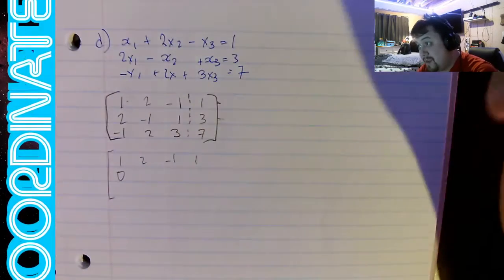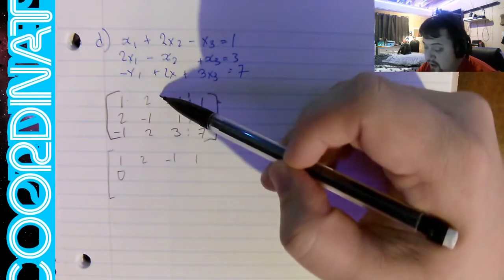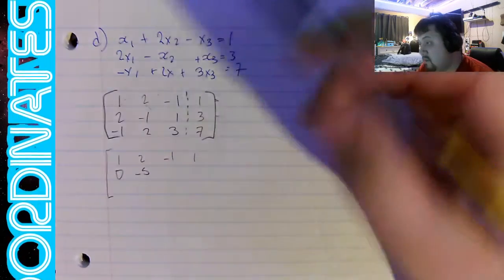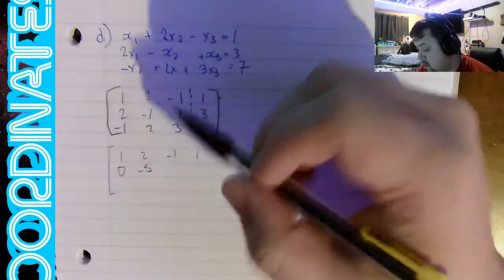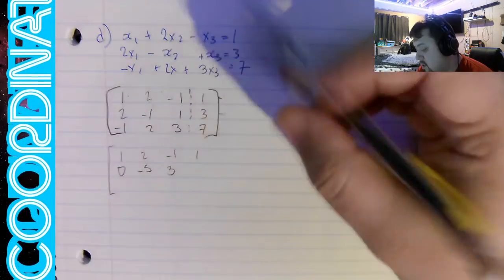Negative 2 times 1 plus 2, 0. Negative 2 times 2, negative 4, plus negative 1, negative 5. Negative 2 times negative 1, 2, plus 1, 3. Negative 2 times 1, negative 2, plus 3, 1.